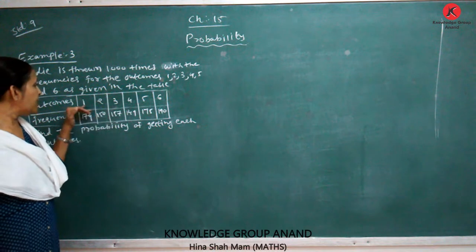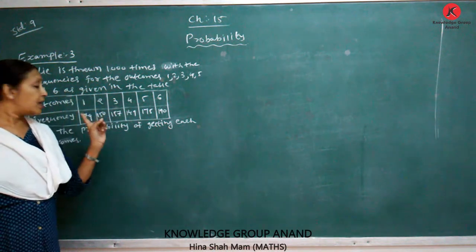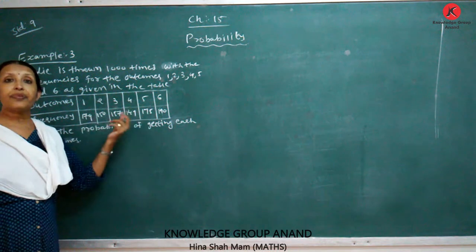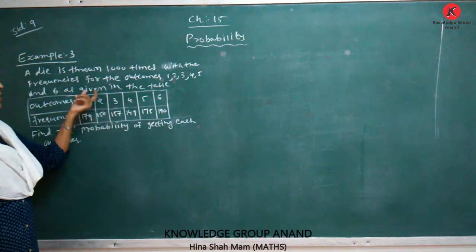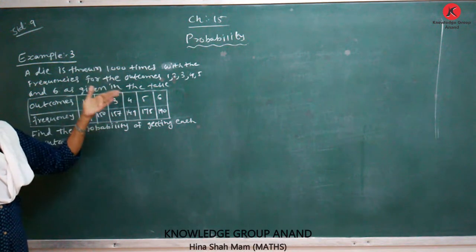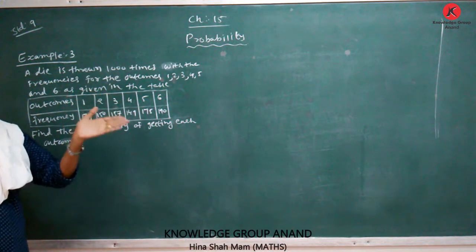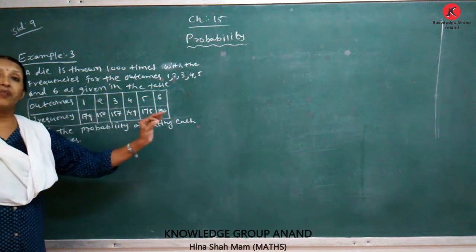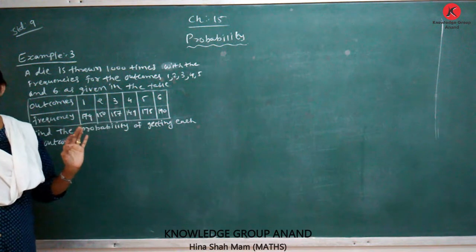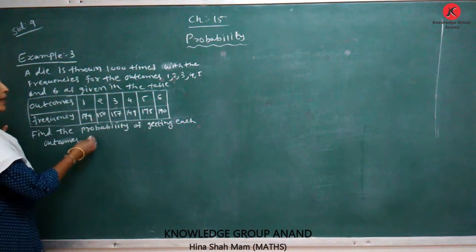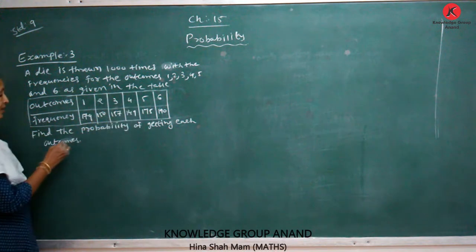The number of times of getting 1 is 179 times. The total number of outcomes is 1000 times. So 179 upon 1000, and we write 0.179. Easily we write it in decimal form. As it is, calculate all these events.